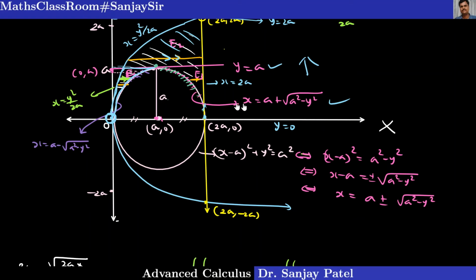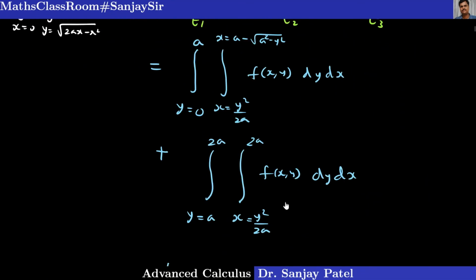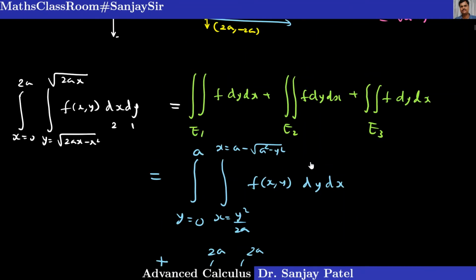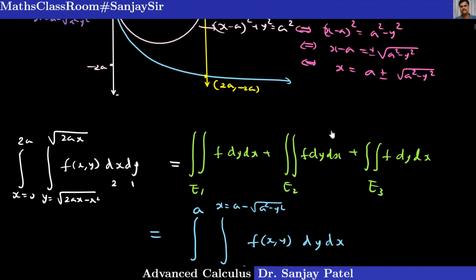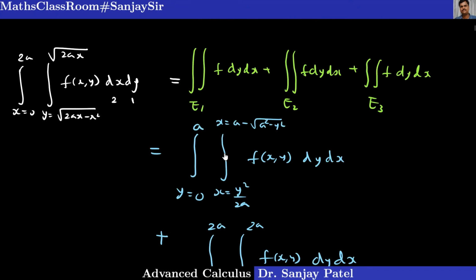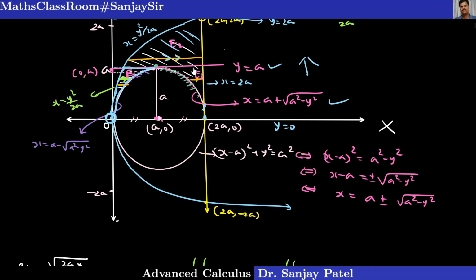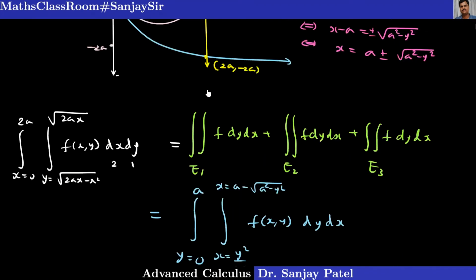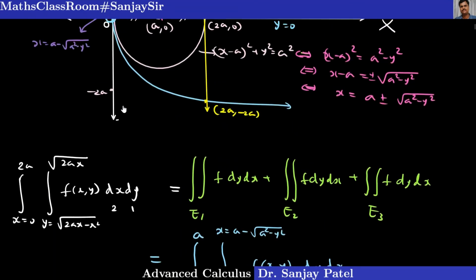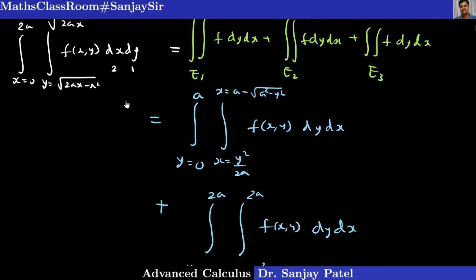So x goes from the circle to the line x equal to 2a, and the circle equation in this case we should take as x is equal to a plus square root of a square minus y square, and x equal to 2a. In the region E3, y varies from this point to this line, so y varies from 0 to a. So this way I can change the order of this integration. So this is a little bit difficult and nice problem. And let us consider the next example now.